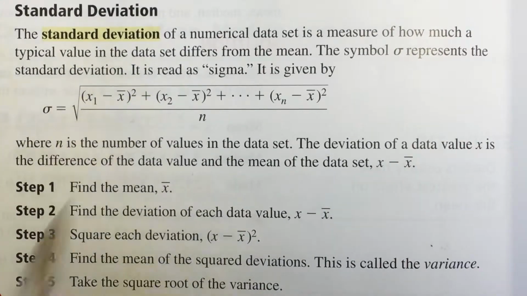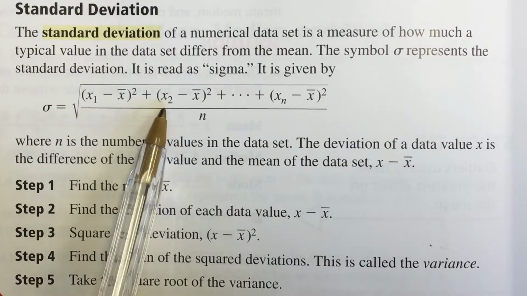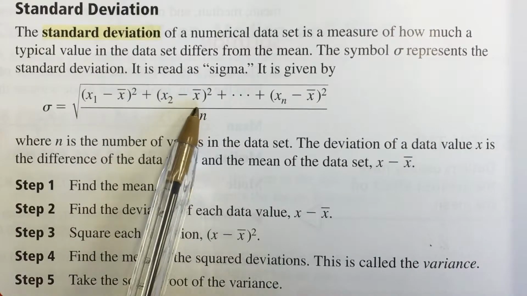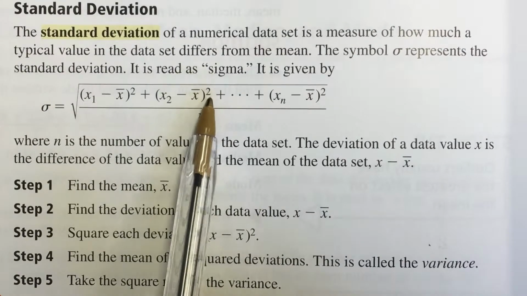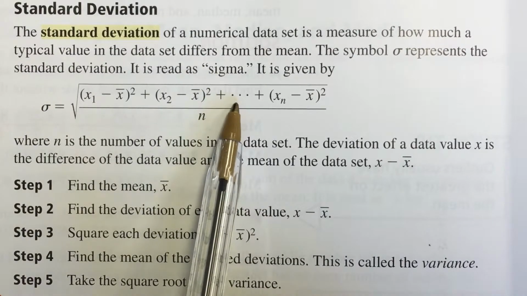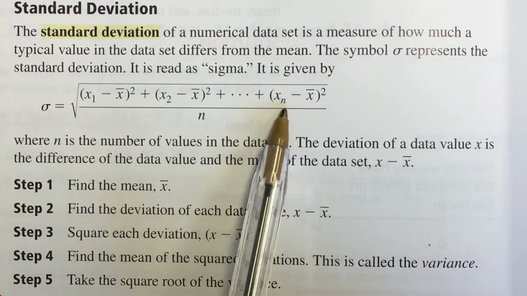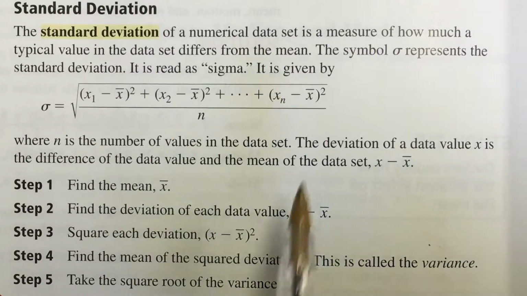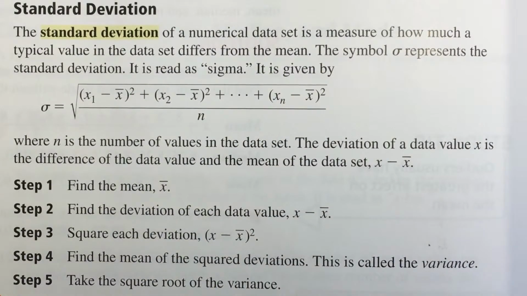And then we'll add to that x2, which is the second x value, subtracting again x bar, which is the mean or the average, squaring, and then adding to that the third x value, and again subtracting the mean and squaring, so on and so forth until you get to xn, which is the last x value, minus x bar or the average, and squaring those values.